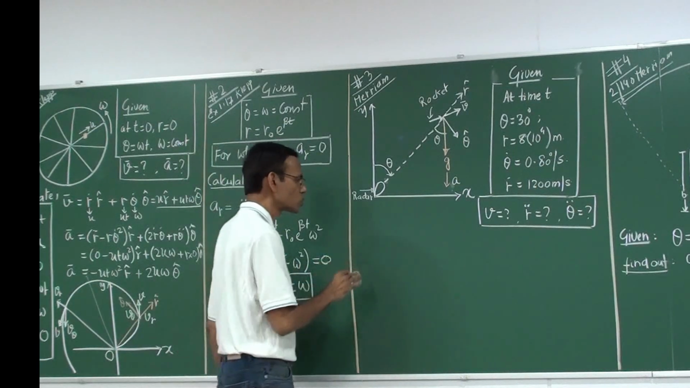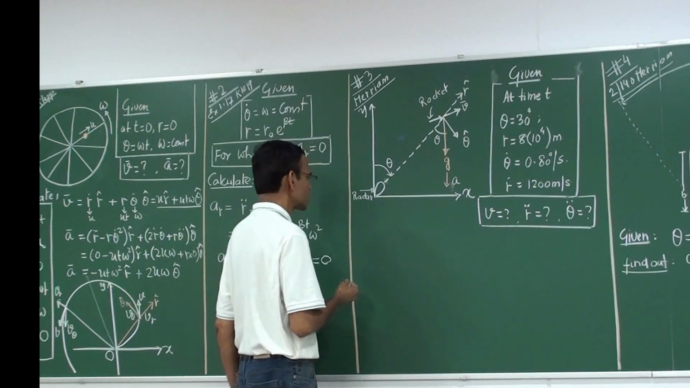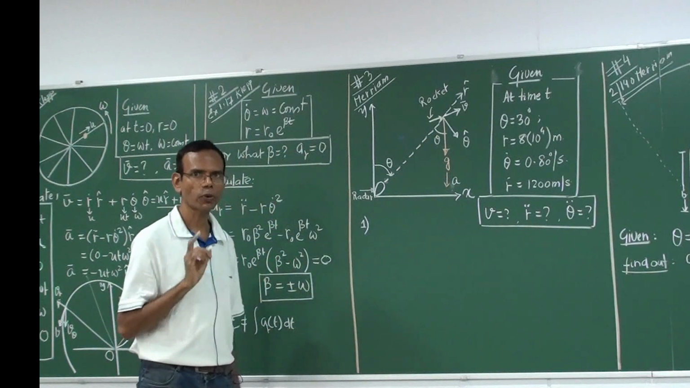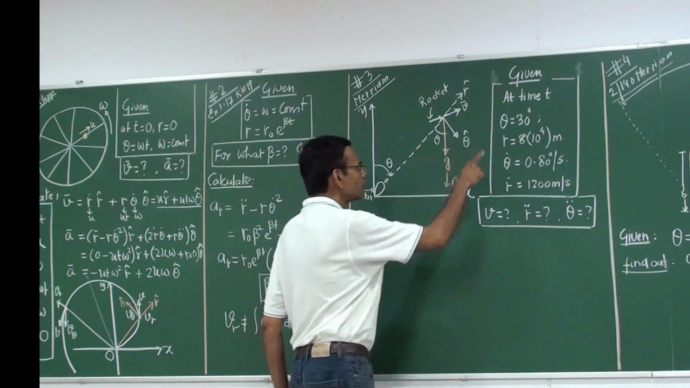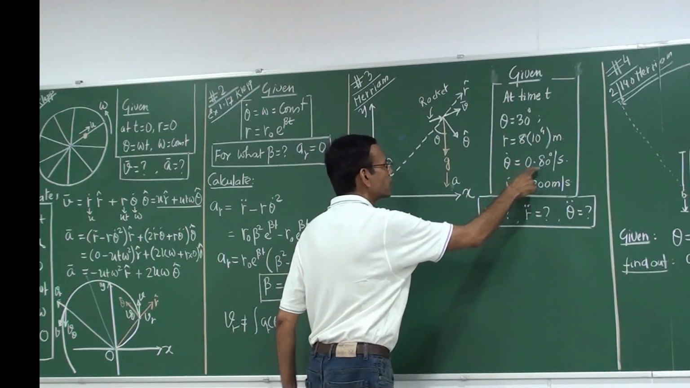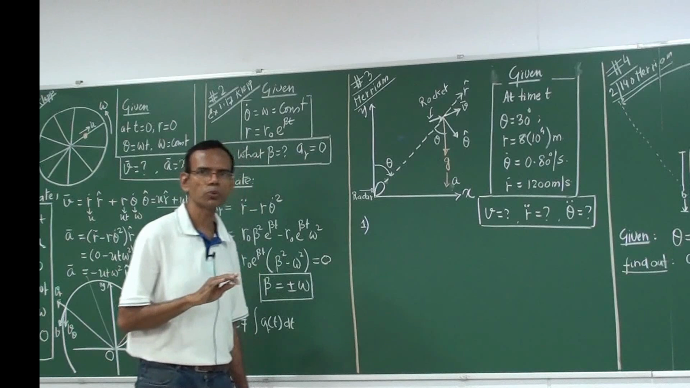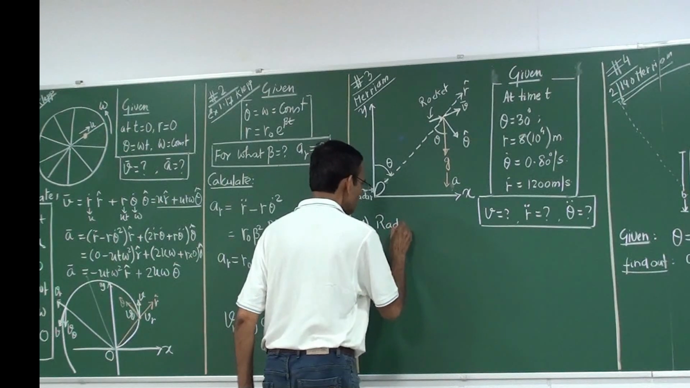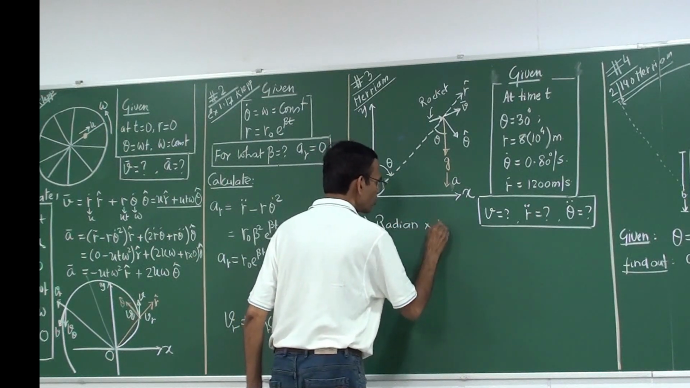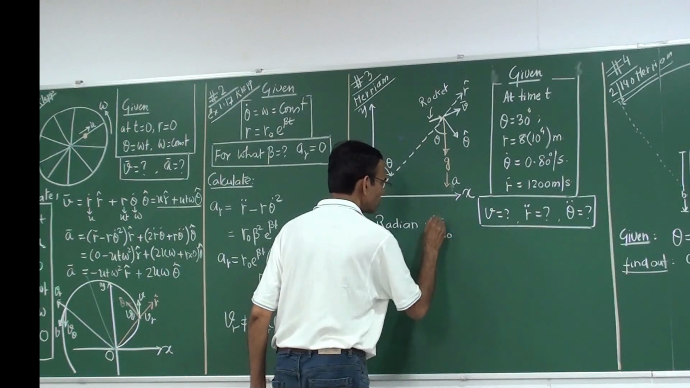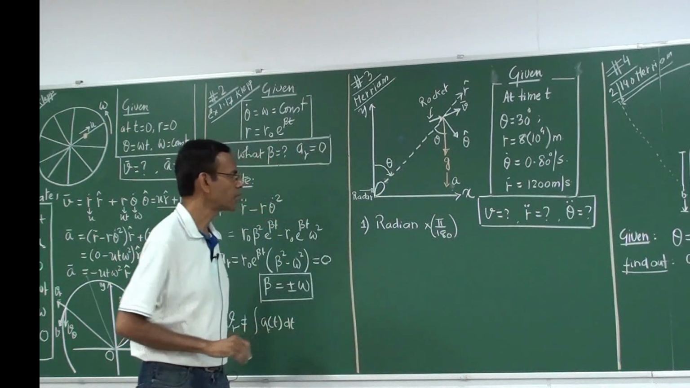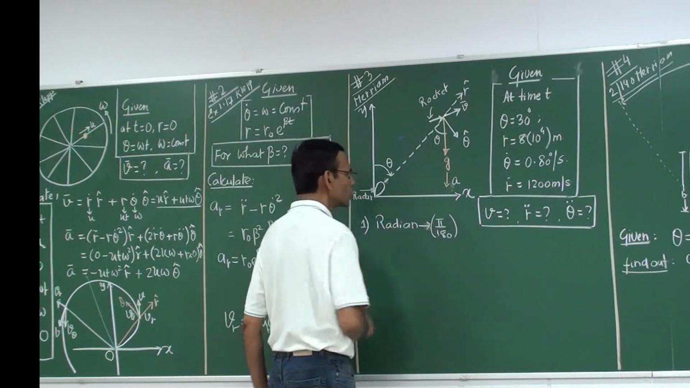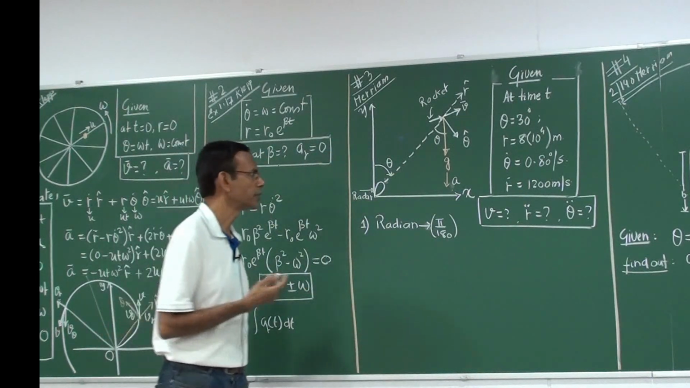The first thing, we will not solve this problem totally because a lot of calculations are there. There are 2 points that you have to remember. The first point: the problem is given in 30 degree, 0.80 degree per second. All these you have to change to radian, by multiplying with pi by 180. The moment you multiply by pi by 180, it will change to radian. So that is the first point.